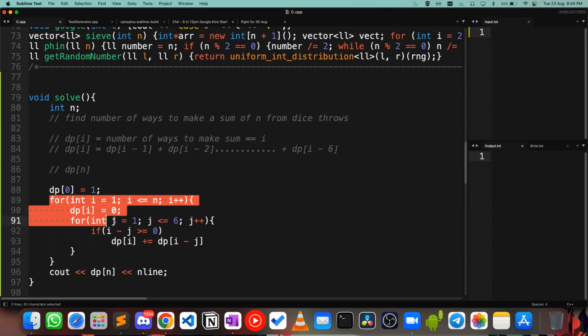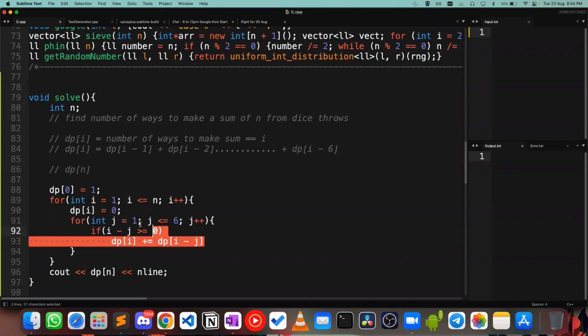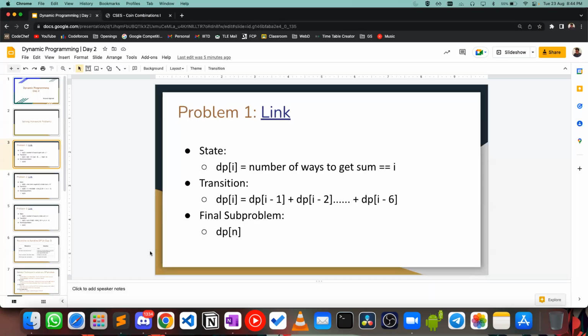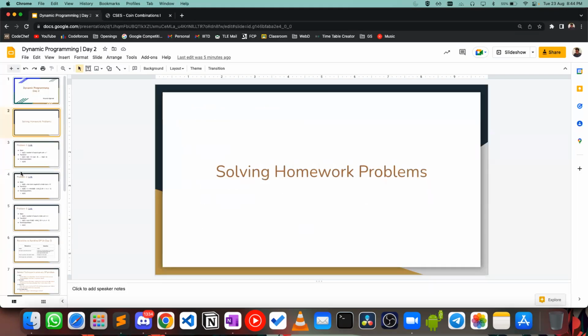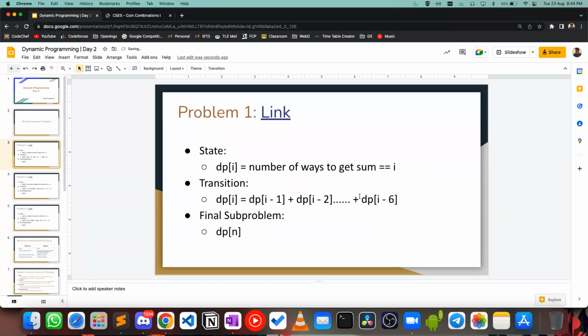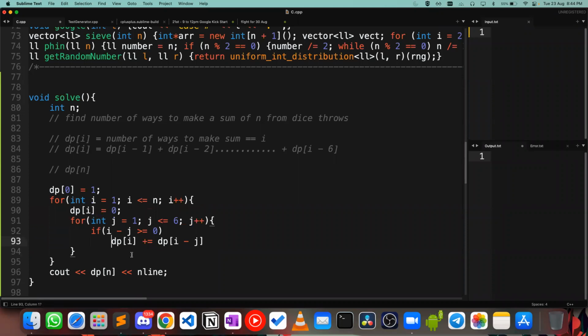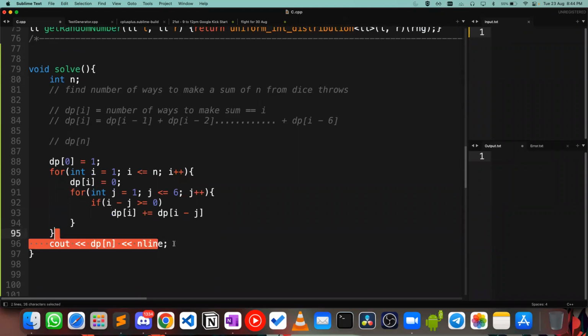Now, is this part clear? We are iterating from 1 to n, and for every index, I am calculating its DP value by iterating on the dice throws. I am checking every possibility in the dice throw, and then I am adding the number of ways. This was exactly what you were doing here: DP of i is equal to DP of i minus 1 plus DP of i minus 2, and so on up till DP of i minus 6. So I hope this is clear to everyone, what we've done here.